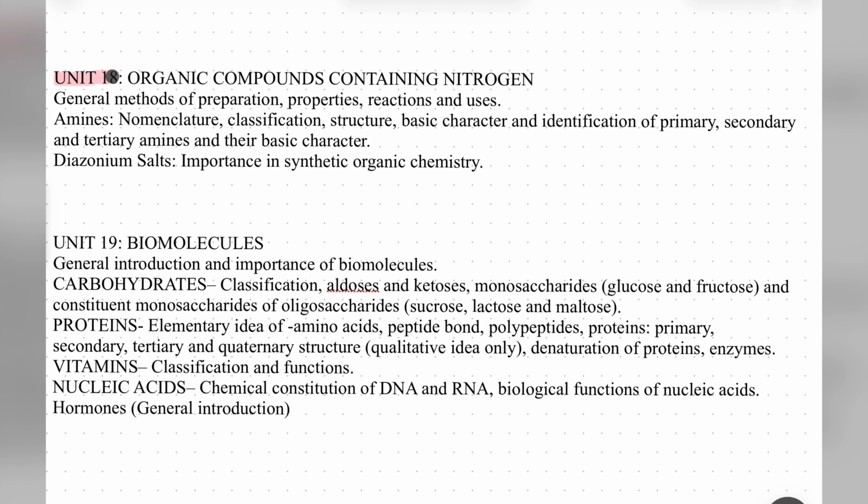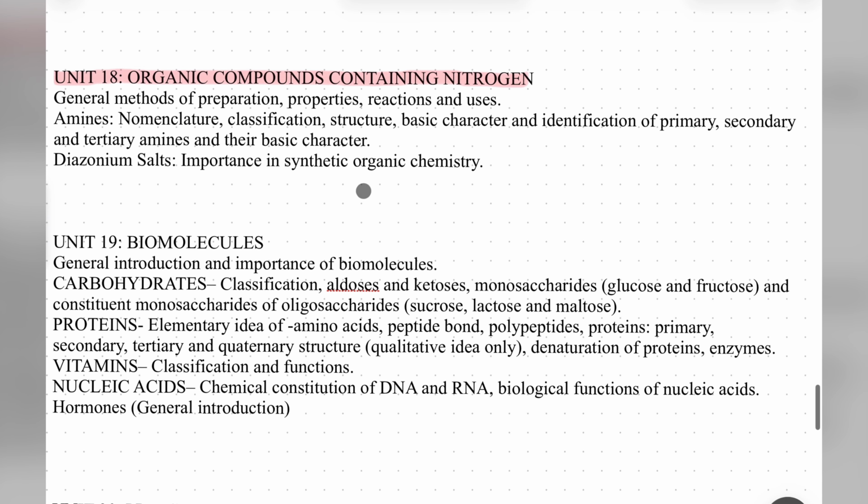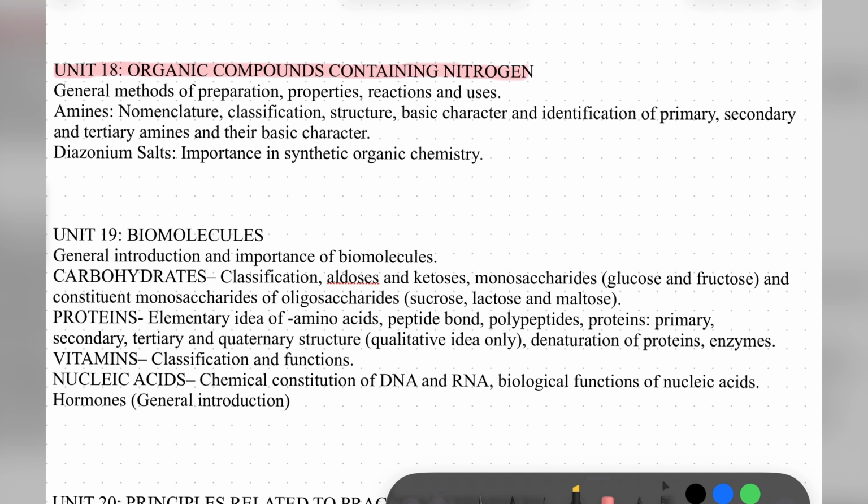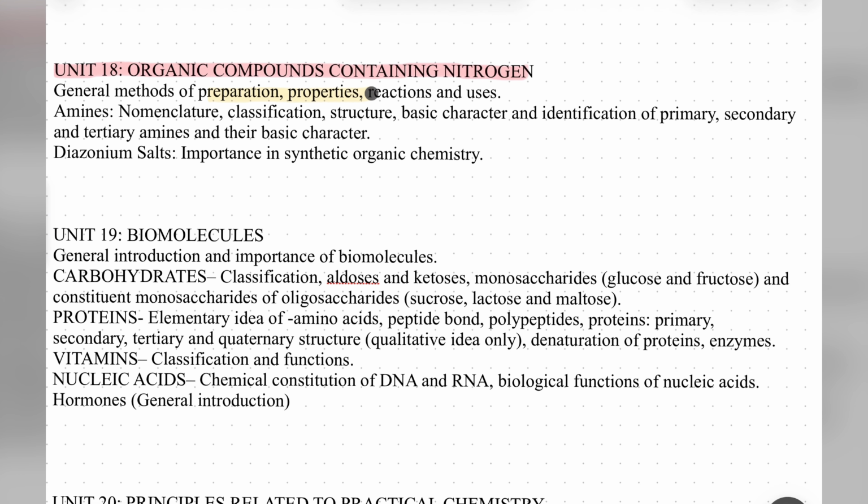In Unit 18, organic compounds containing nitrogen. This is last. Okay. So nitrogen means we have amines. You listen? Amines. So amines means we have preparation also there. Properties, uses are common. So amines here nomenclature very important. Classification, structure, basic nature very important here. Basic nature very important, right? And primary, secondary, tertiary test also we have, very important.